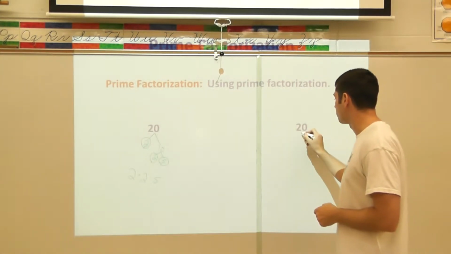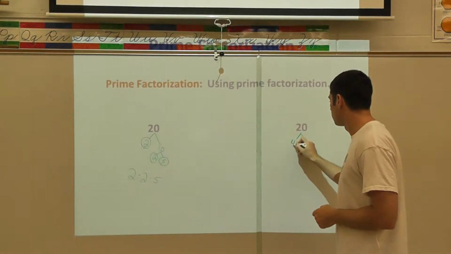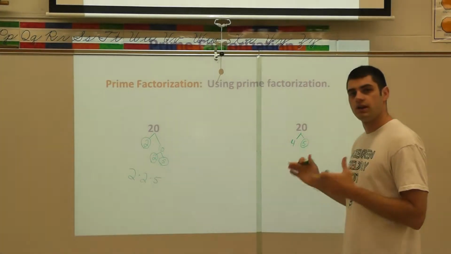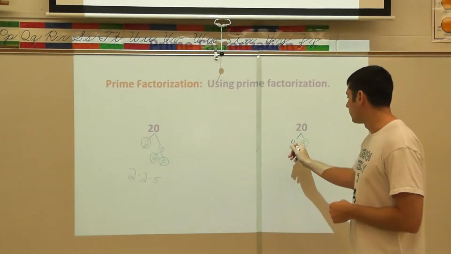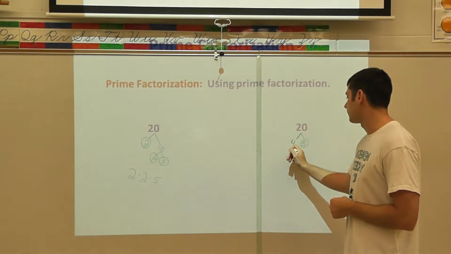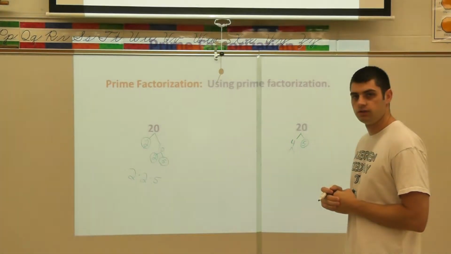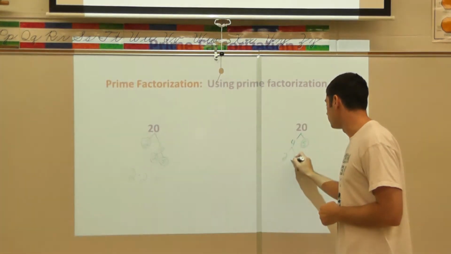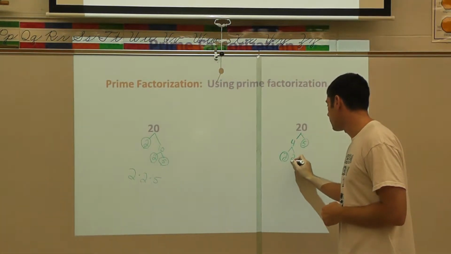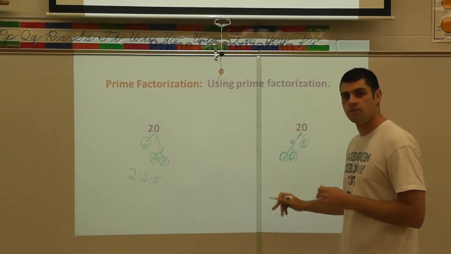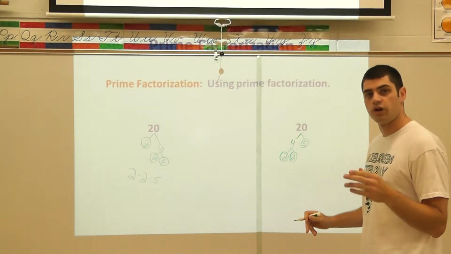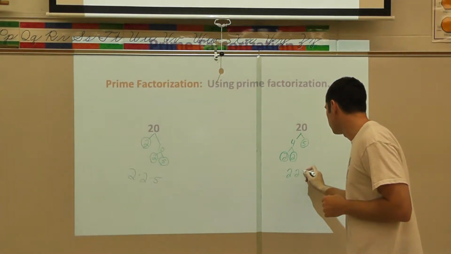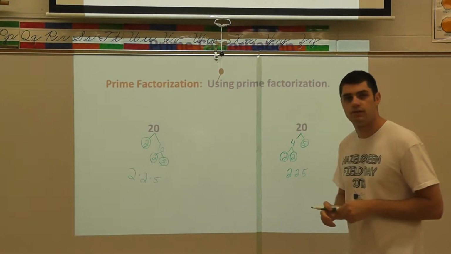I could have started off by doing 4 times 5. I know that 5 is a prime number. I can't do anything else with that 5. But 4 is composite. I can break 4 down into, you guessed it, 2 times 2. So if I do 2 times 2 over here, 2 is a prime number, 2 is a prime number. I'm going to follow step 2 again and write them from least to greatest. 2 times 2 times 5.